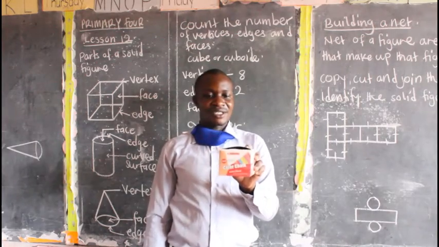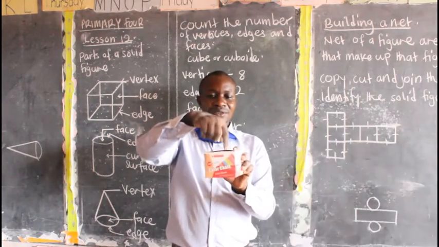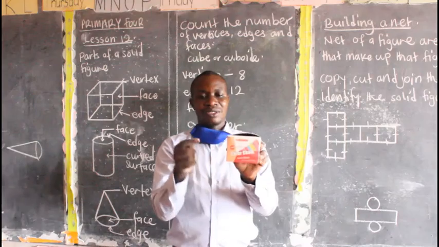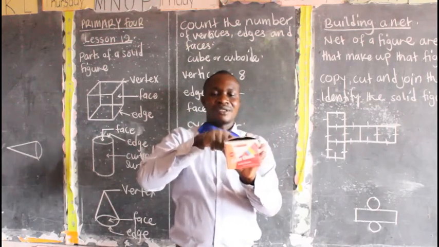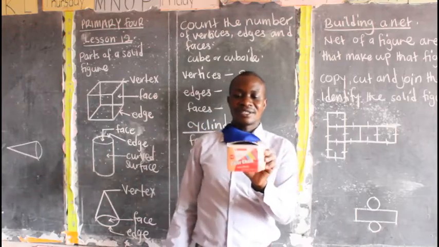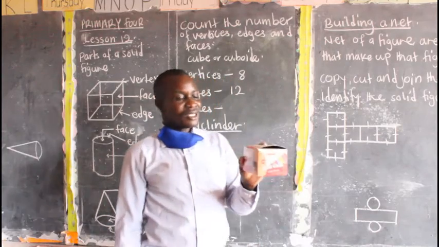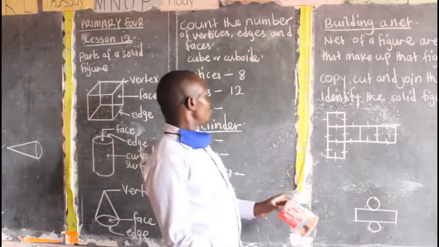Let's repeat for the last time. This one is it. 1, 2, 3, 4, 5, 6. So there are 6 faces on this box, on a cuboid.